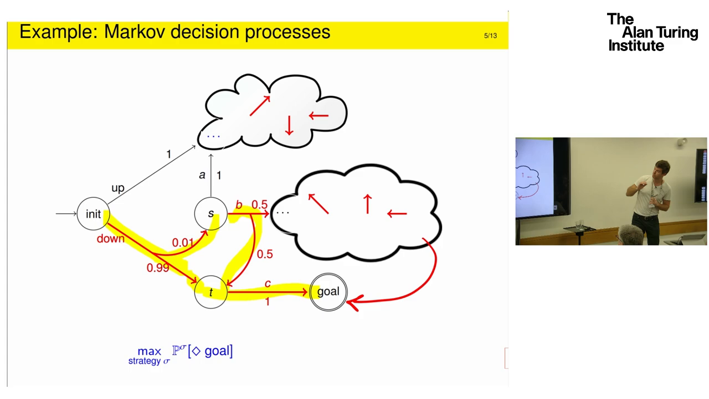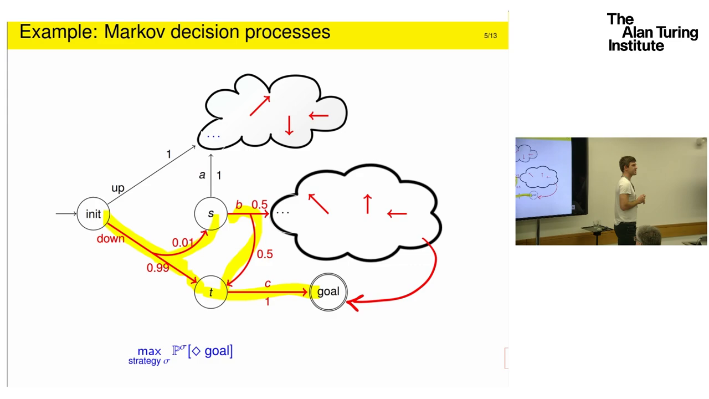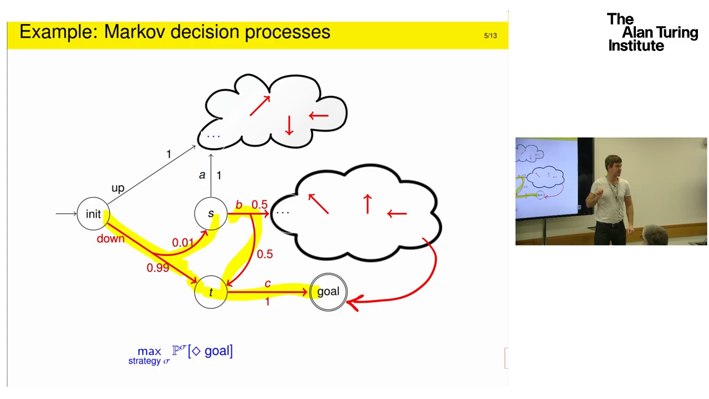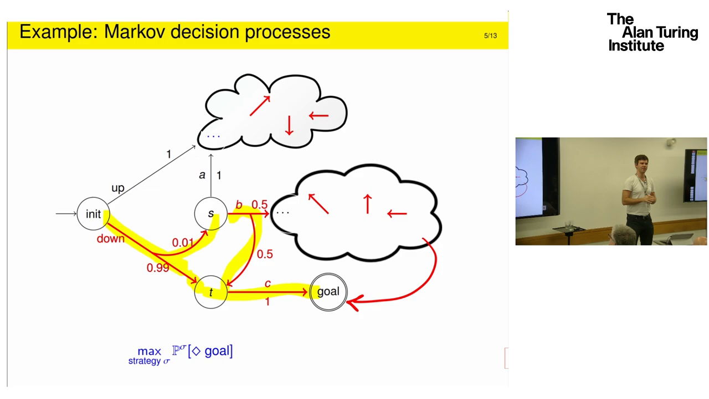But if you look at it more closely, then no matter what you do in the cloud, what is the highest possible effect on the result? Well, the probability to get actually to this cloud at all. So the probability to get to this cloud at all is 0.5%.